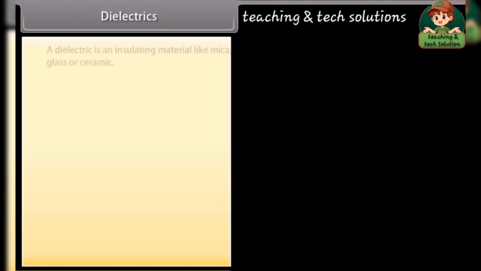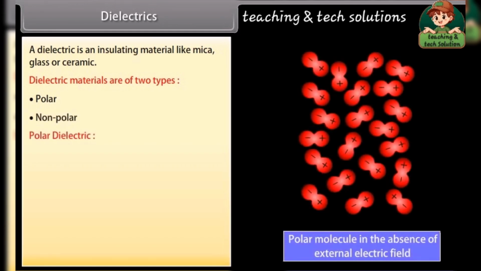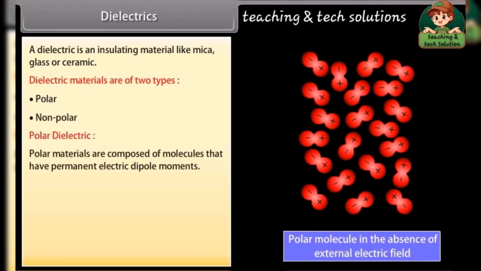Dielectrics. A dielectric is an insulating material like mica, glass or ceramic. Dielectric materials are of two types: polar and non-polar. Polar dielectric. Polar materials are composed of molecules that have permanent electric dipole moments.